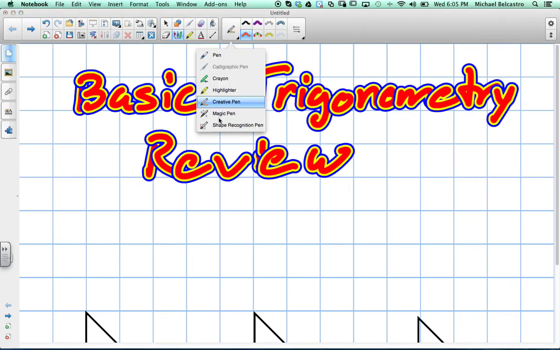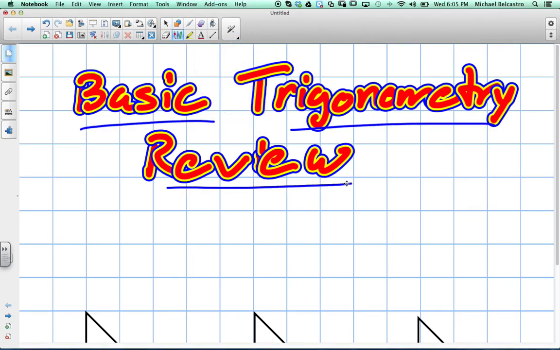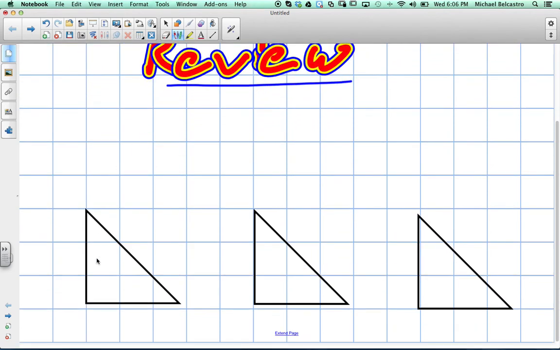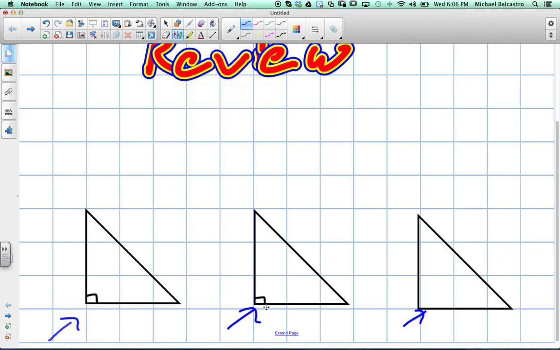Okay, we're going to do a basic trigonometry review. And when I say basic trigonometry, usually what we're referring to is we're going to be working with right angle triangles. Okay, and I've put 3 here for a reason because there are 3 major ratios with right angle triangles that can help us out a lot.